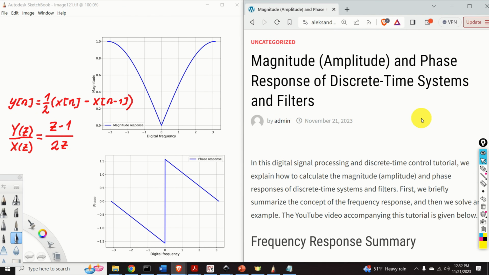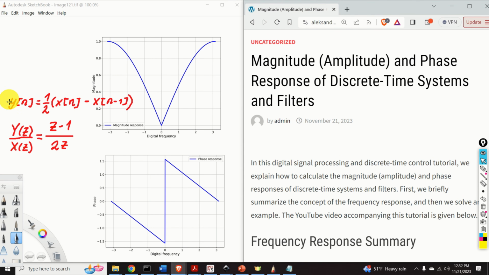Hello everyone. In this digital signal processing and discrete time control tutorial, we explain how to calculate the magnitude and phase responses of discrete time systems and filters. First, we briefly summarize the concept of the frequency response and digital frequency. And finally, at the end of this video tutorial, we solve an example.